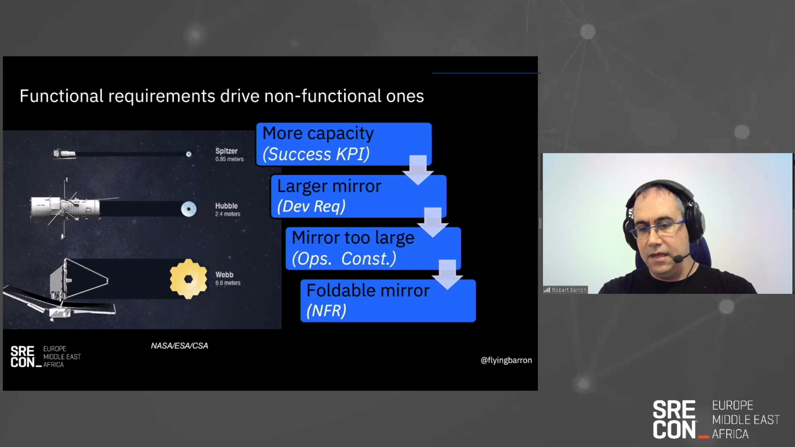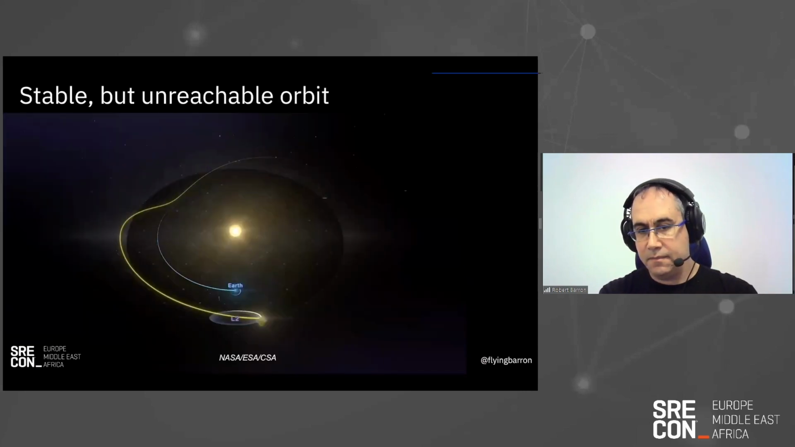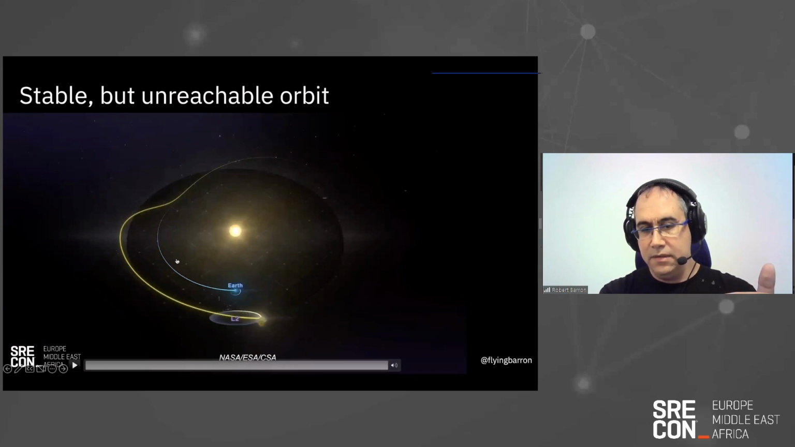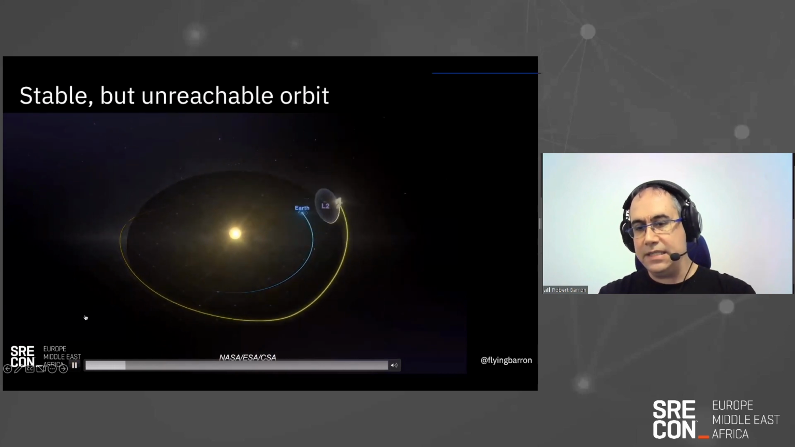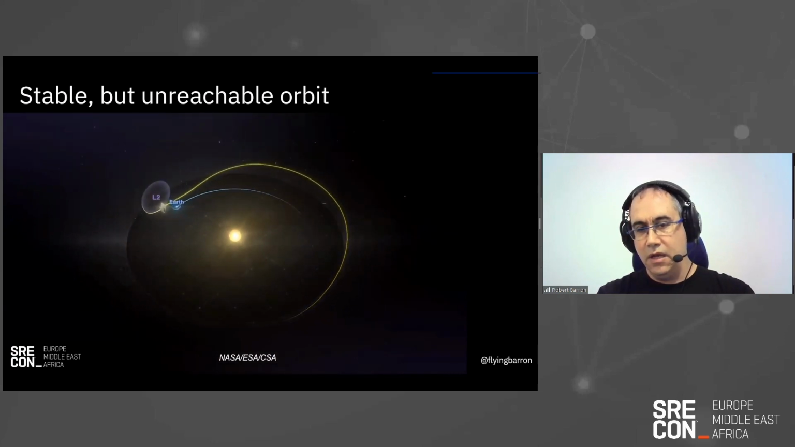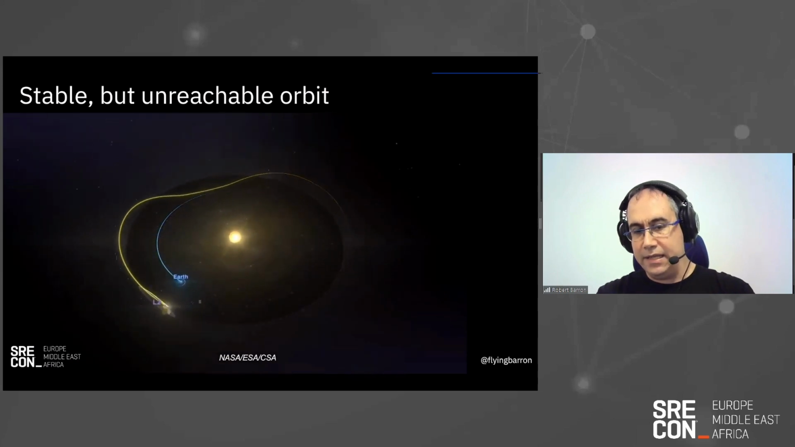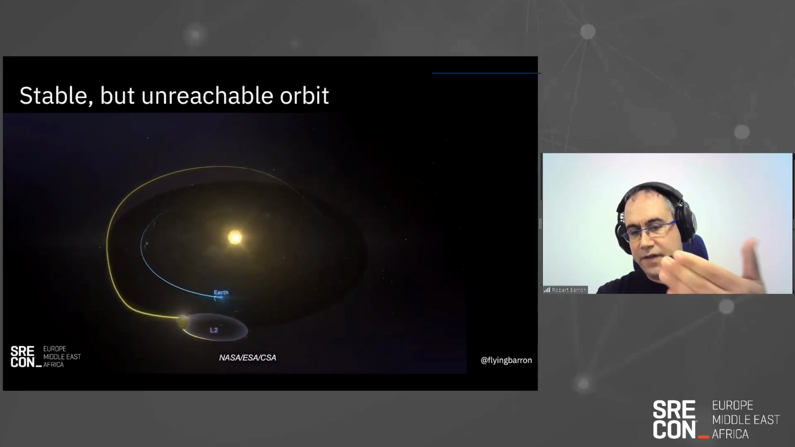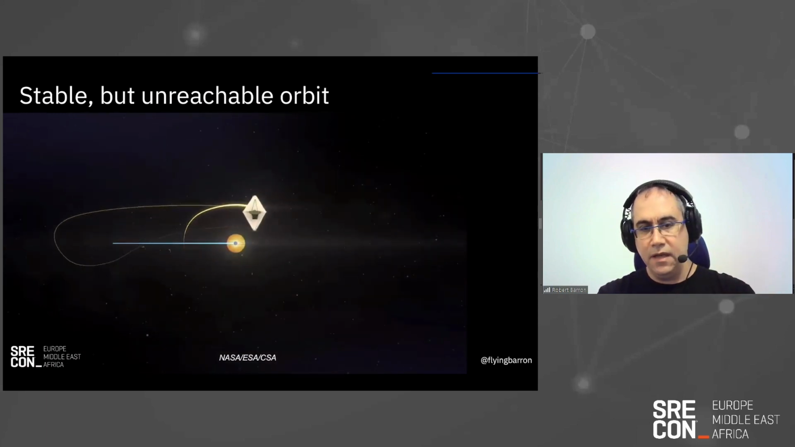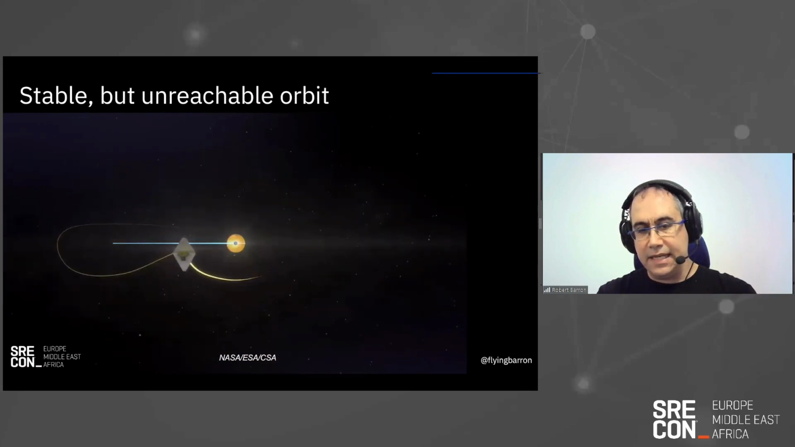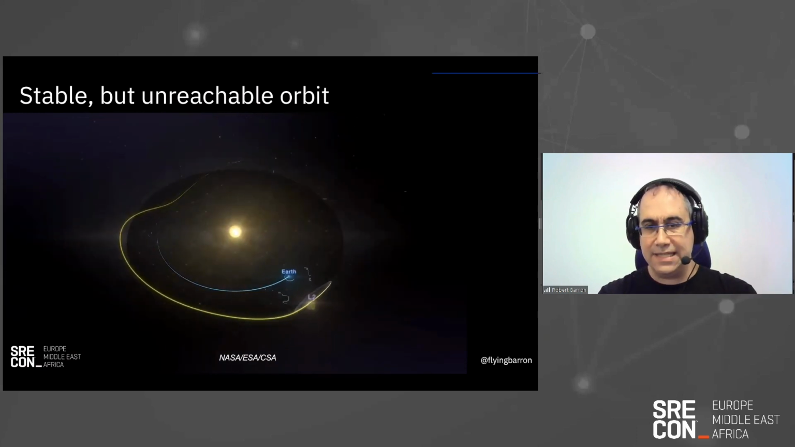All these things mean that Webb is going to be very, very complicated to deploy, very, very complicated to operate, just because of the functional requirements. So, in fact, Webb does not orbit Earth, does not orbit the sun, but it flies in a very strange location called L2, which means it's always just behind the Earth and facing the sun. This means it's in a stable position from a certain perspective and can constantly be shielded from the sun.